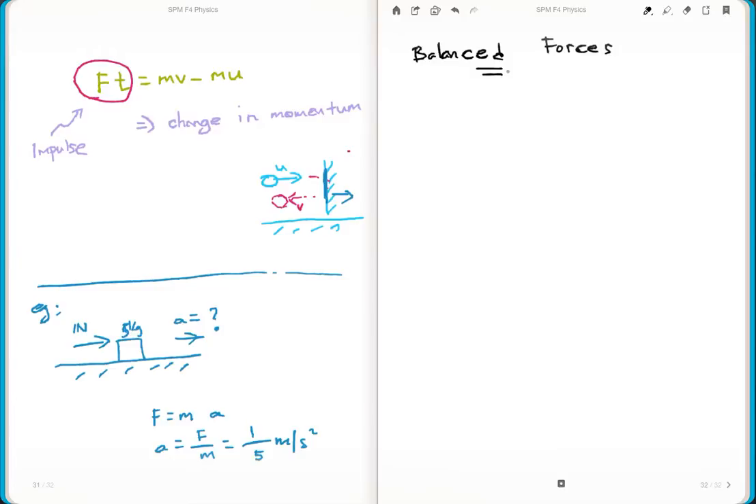In the event where you have a balanced force, meaning left and right is the same, otherwise you wouldn't say it's balanced. Unbalanced, meaning either side, you have an extra force pushing it. Right? Say for example, what does it mean by balanced force?